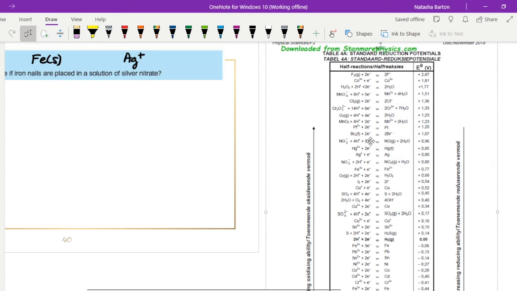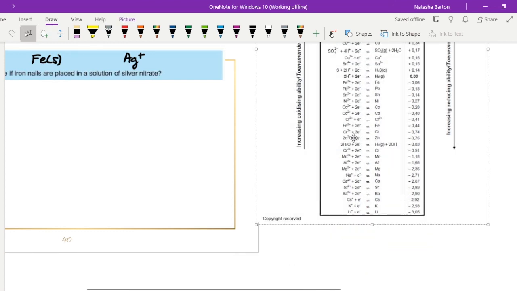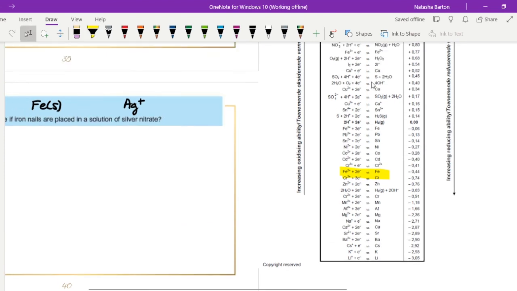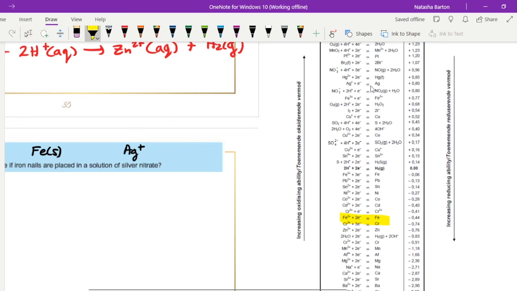So we're looking for iron and silver in our table. Okay, here is my iron over there. My silver, I think, is towards the top, if I'm not mistaken. Let's try and find it. Yes, here's silver. Okay. There's iron, there's silver. Now, we can do it the way I taught you in terms of the gradient. Iron is going to form the iron ions, and silver is going to form silver solid.